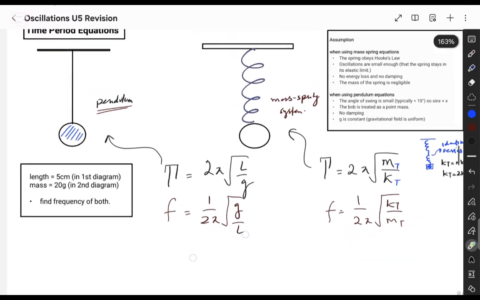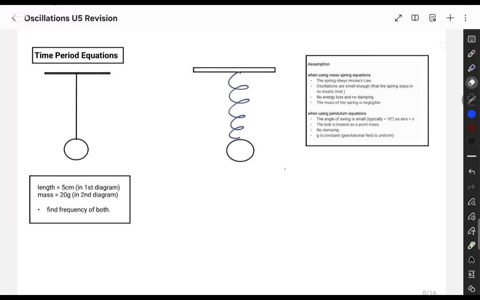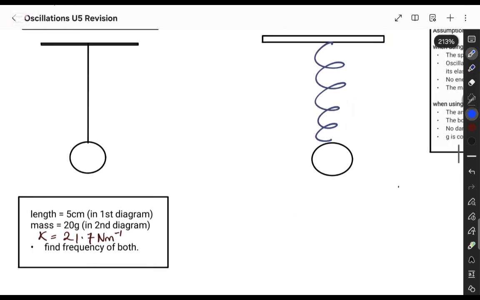Okay, now I have a little question here that I just made up. I forgot to put the value of k, so let's take a value of 21.7 newtons per meter. So let's find the frequency of both of these. If the length is 5 centimeters and the mass is 20 grams for the second one, and for the first one it is just the length that we have to know.